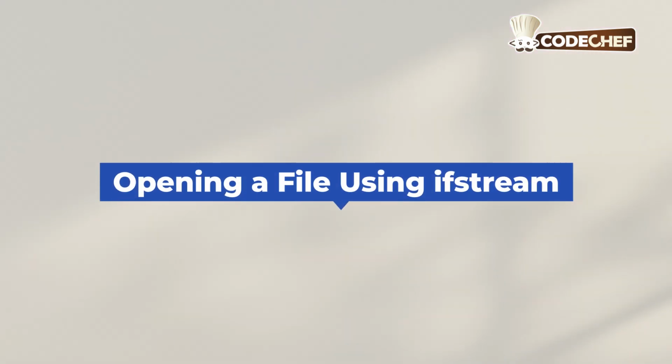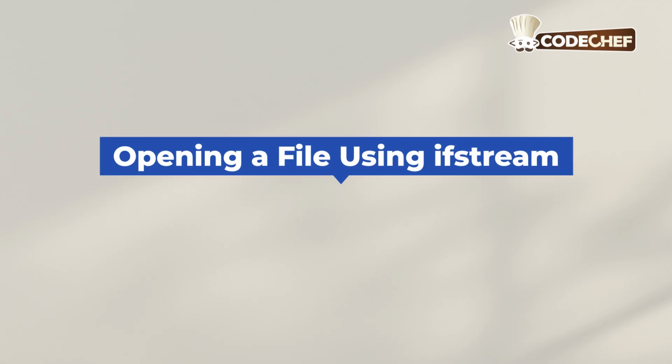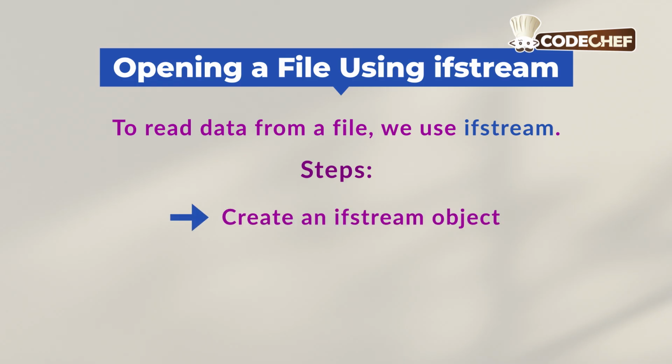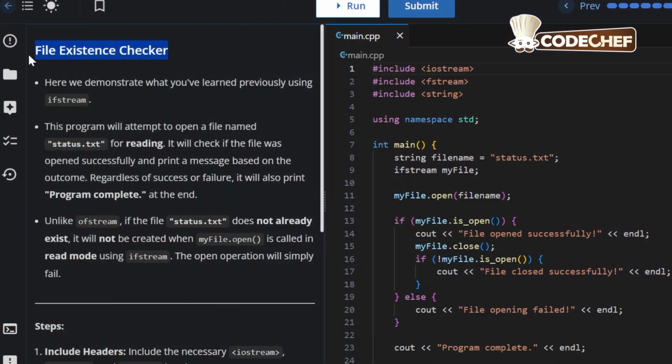Next is opening a file using ifstream. To read data from a file, we use ifstream. Its steps are create an ifstream object and then open the file. If the file does not exist, then the file will not open. Now let us go to the CodeChef platform to see how to open a file using the ifstream class. Program objective is file existence checker.